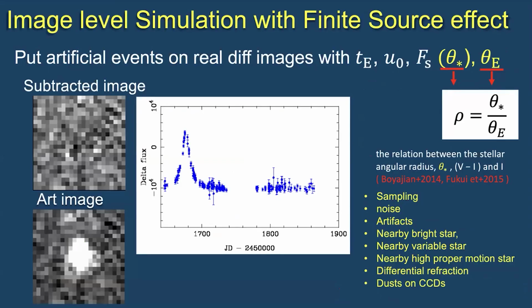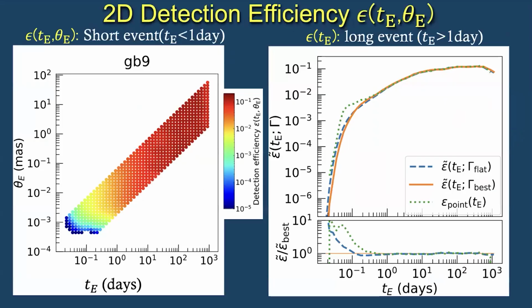So to do the statistical analysis using both time scale and also the theta E, we conducted image level simulation with finite source effect to measure the detection efficiency. So we put artificial events on the real observed difference imaging of our data set with various parameters of the microlensing, including the parameter for the finite source effect with the theta star and the theta E. And then measure how much event we can recover.